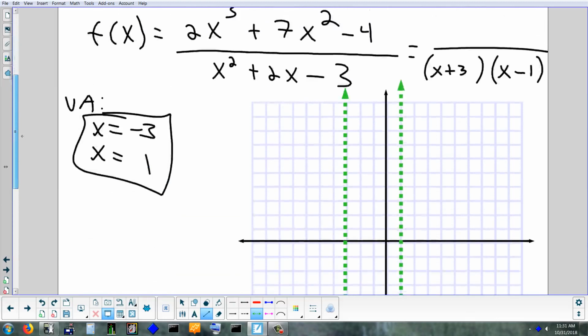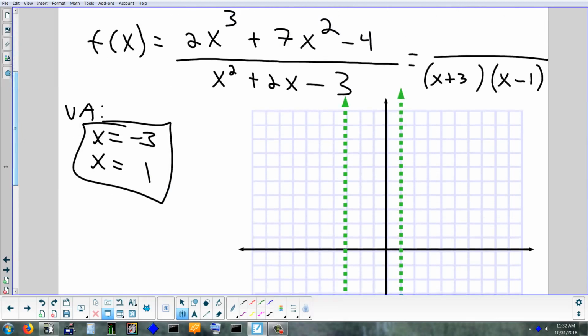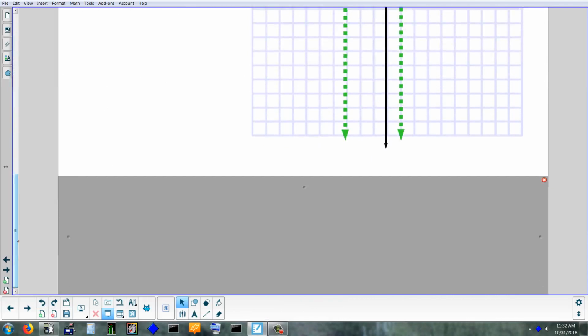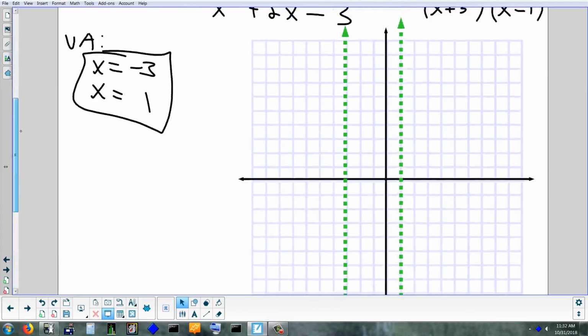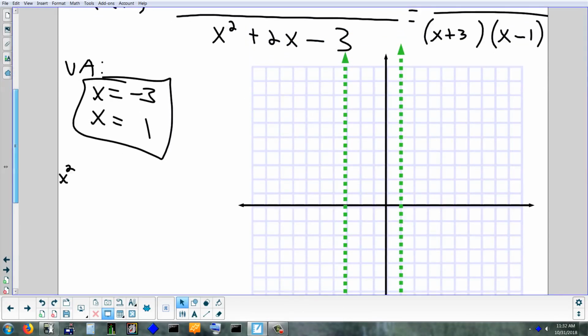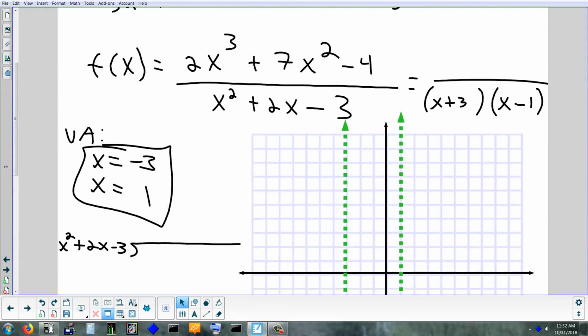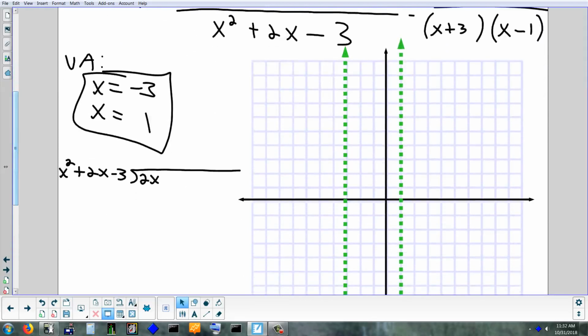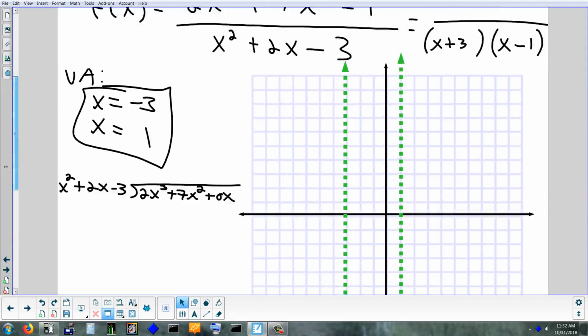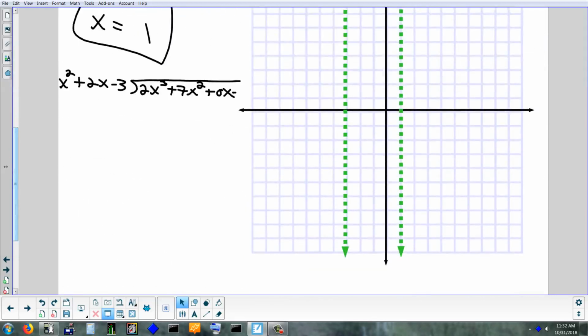End behavior asymptote. Okay, so off to the side, I'll do that. I need to do out the long division. So x squared plus 2x minus 3. Well, I think I can squeeze it in here. X squared plus 2x minus 3 divided into 2x cubed plus 7x squared. Don't forget the 0x minus 4.